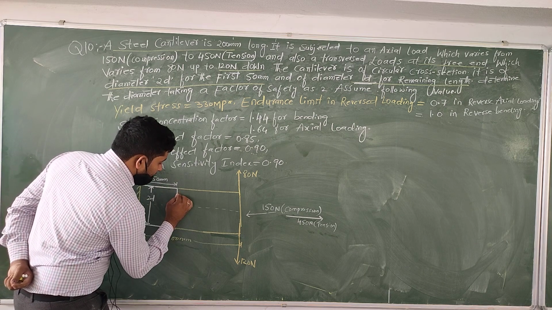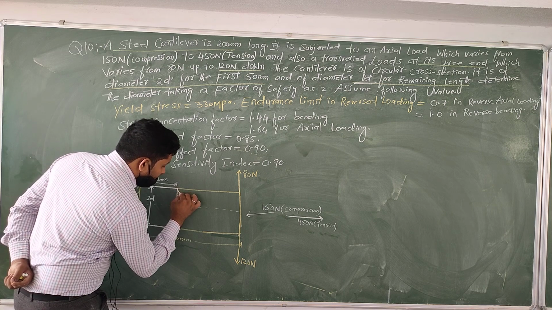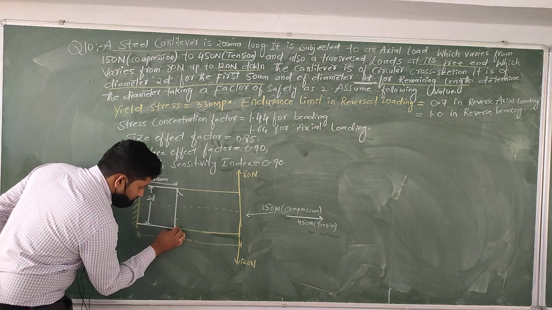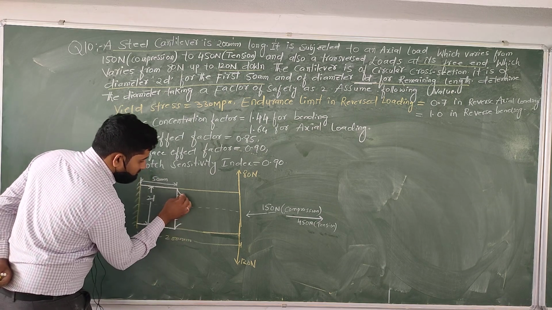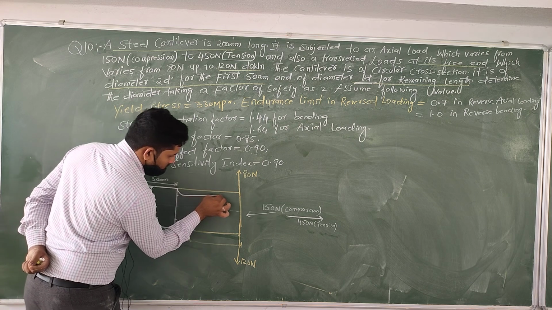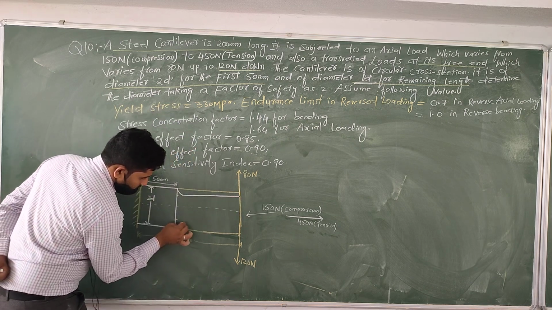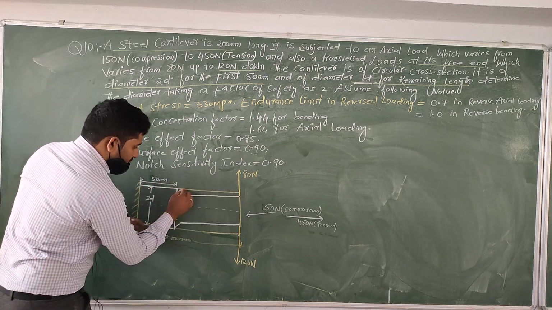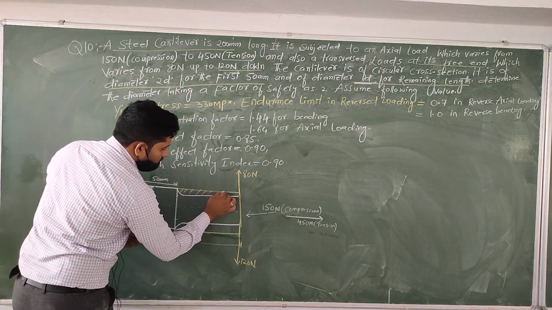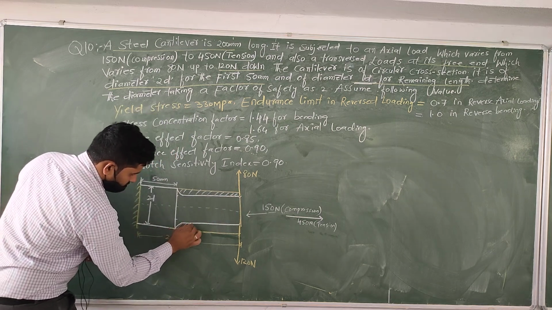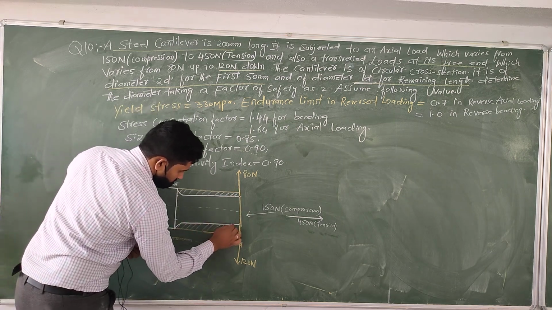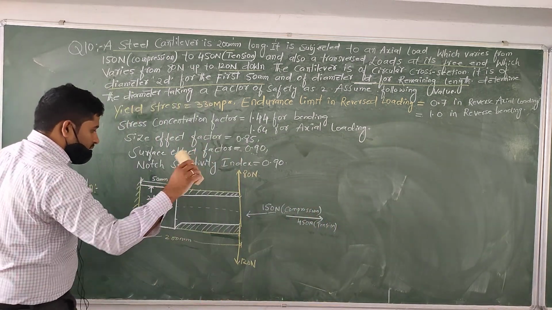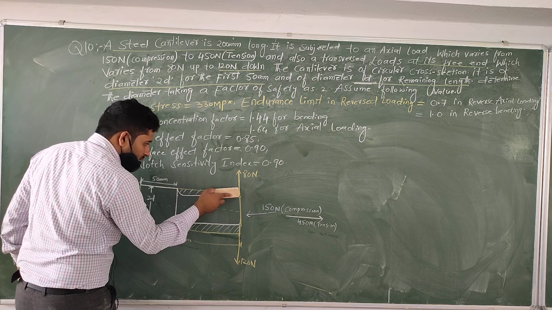If you want to draw like this, then you need to do chamfering here to reduce the stress concentration factor. And you need to remove this excess part. Then I am trimming this portion; the excess part we are removing.